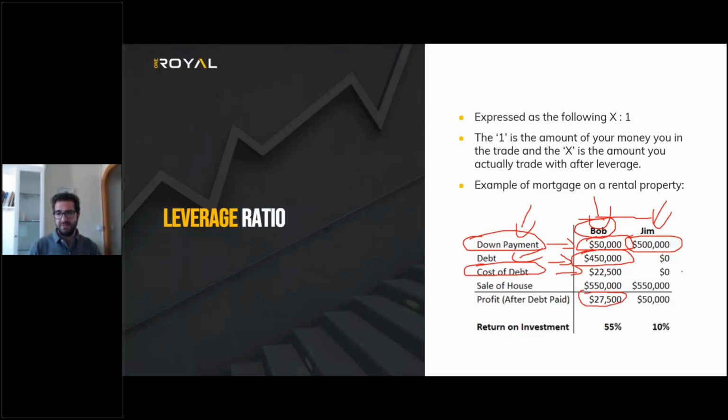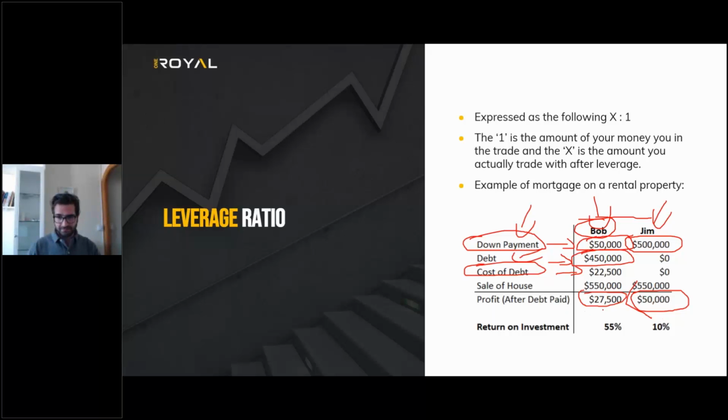However, Jim made 50,000 since he didn't use any debt. There are no interest fees, and the initial amount he deposited is 500,000. So he made around 50,000 US dollars. In dollar amounts, Jim did more than Bob. 50K is more than 27,500.